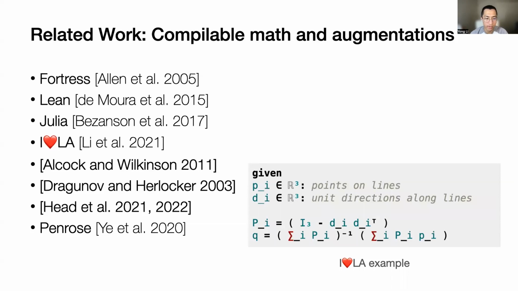Languages for compilable math include Fortran, Lean, Julia, and rtLA. We can build rtDown on top of different languages here. We chose rtLA since it resembles the equations in paper and can generate code for different backends. Various math augmentations, such as SIGGRAPH and Penrose, have been proposed to facilitate understanding mathematical notation in papers. We use some of these augmentations in our viewer.